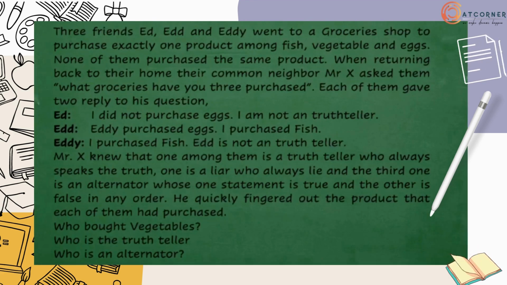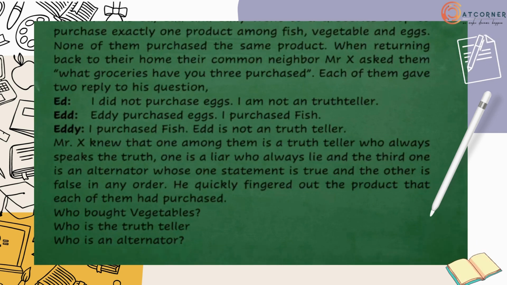Now there are certain specific statements which, if either comes in the question, can give you a direct solution. For example, let's say I say, "I am a liar." If you find this kind of statement in the question, you can directly come to a conclusion that this statement is false and the person giving this statement is an alternator, because this statement can either be true or false.